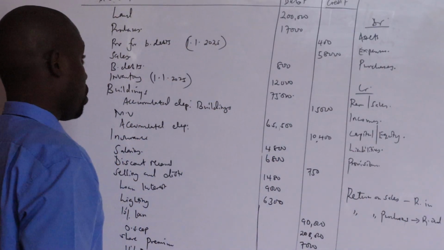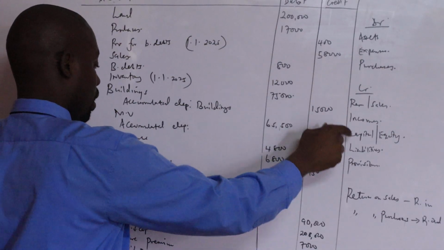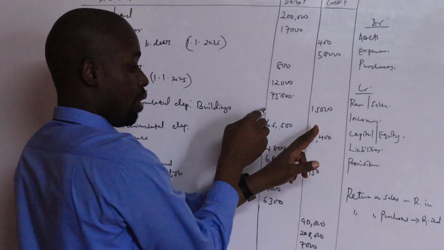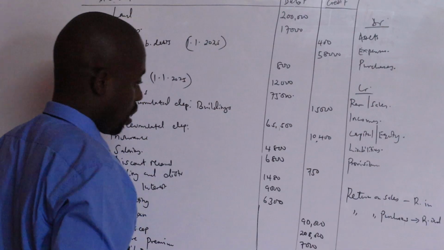So if you're given a question and you only have one item called returns with amounts on the debit and credit, you should know that sales are on credit, so its return should be on the debit. Purchases are on the debit, so its return should be on the credit.